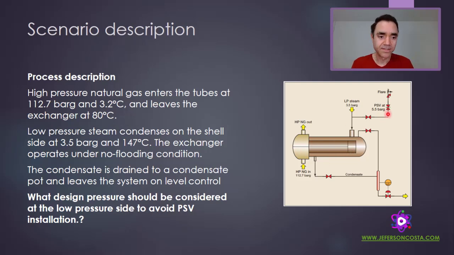So here you can see that we already have a pressure relief device associated with this equipment, because as I have here 113 bar g for the high pressure fluid, if I have a tube rupture in my heat exchanger, I go to the lower side of my process, I go to the steam side, where it operates at 3.5 bar g.